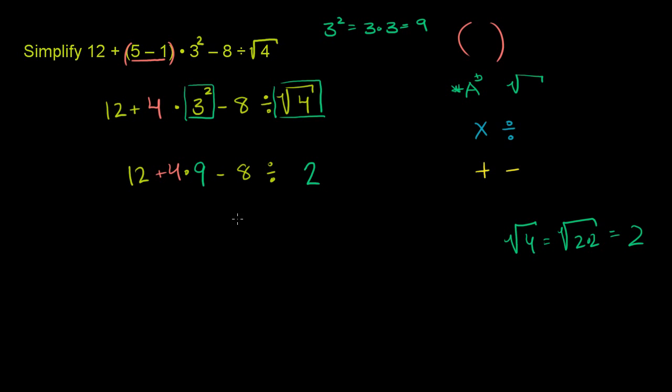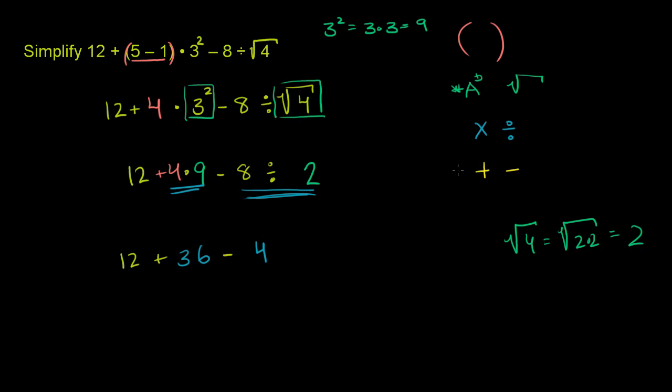Now, what's next? Well, we're done with the parentheses and exponents. Now we go to the multiplication and division. And is that going on anywhere? Well, sure. We have this multiplication right over there, and then we have this division right over there. So let's evaluate those next. 4 times 9 is 36. And 8 divided by 2 is 4. So we are left with 12 plus 36 minus 4.